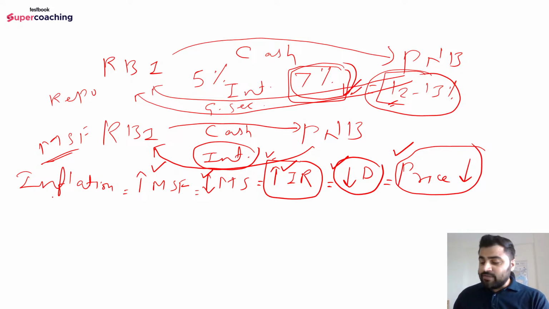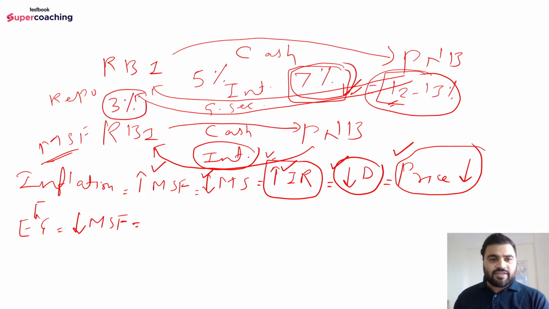The second scenario is whenever RBI is focusing on economic growth, right? When RBI is focusing on economic growth, what will happen? RBI will reduce the marginal standing facility rate. So what will happen after reducing the marginal standing facility rate? Suppose RBI is saying now you can take a loan under the MSF rate at 3%. Under the marginal standing facility, commercial banks can take a loan at 3%. Suppose RBI announces this and has reduced the MSF rate to 3%.